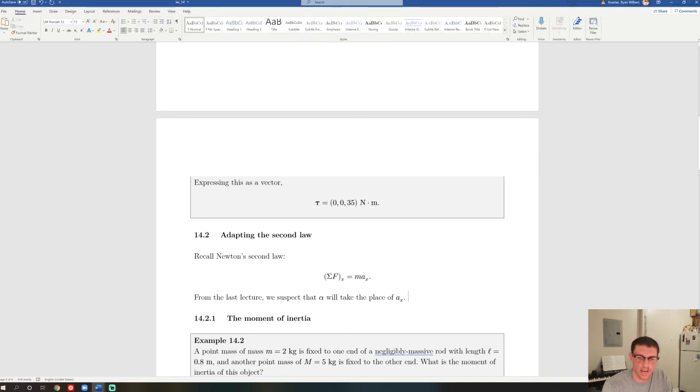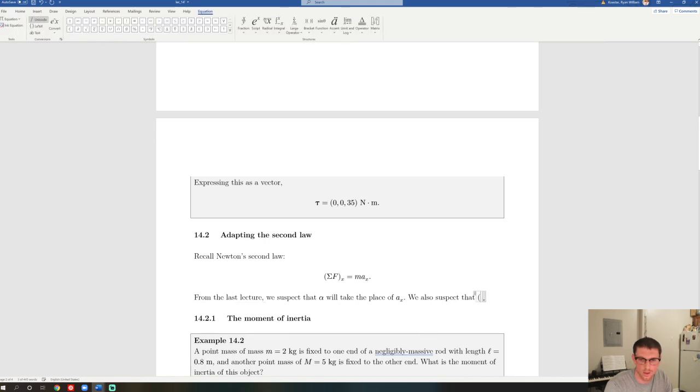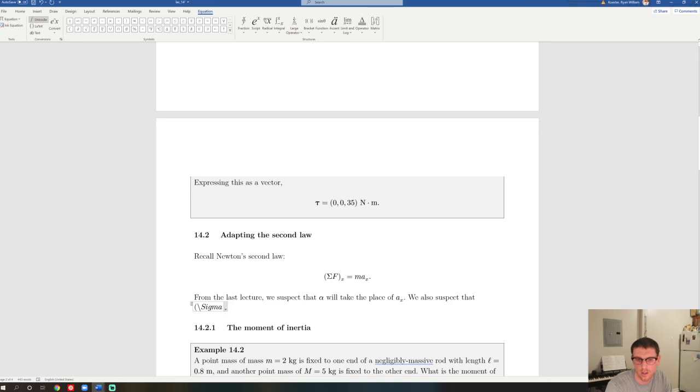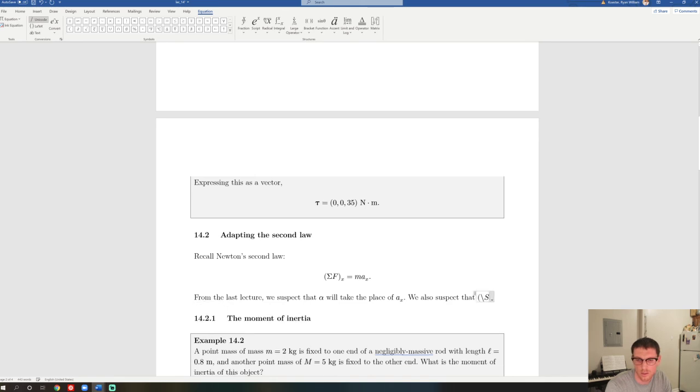And we already stated that forces cause torques. So we also suspect that the net torque, well, I spelled it right. Why are you not substituting sigma?